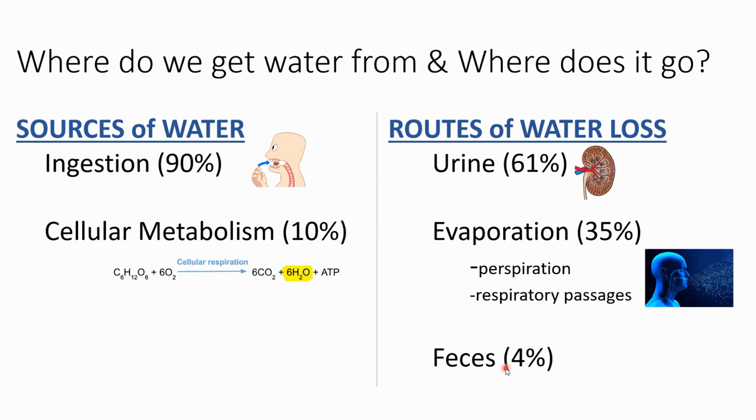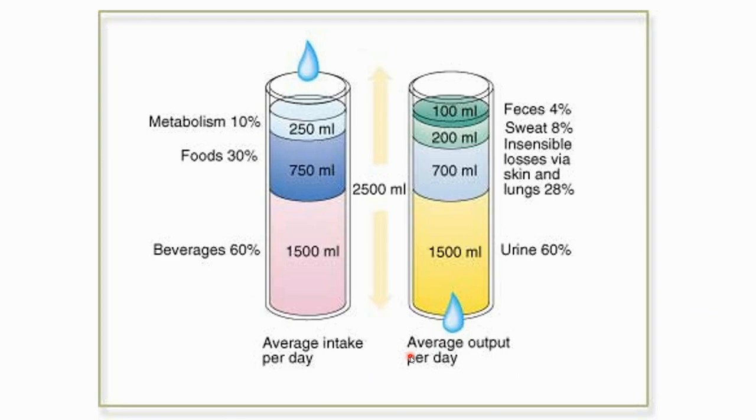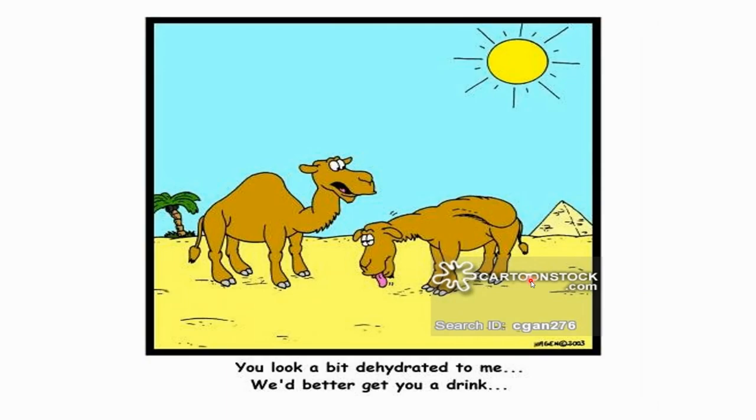And then feces, about 4%, provided the person is healthy and doesn't have diarrhea. That's obviously going to be where you're going to have excess water loss, not the regular 4%. This just shows intake per day and then output per day. You can see urine again is the majority.